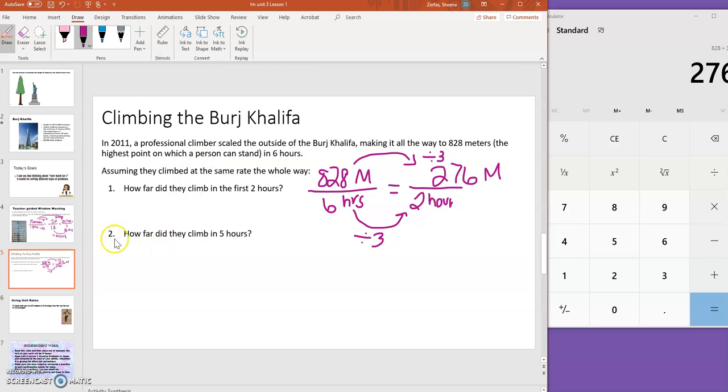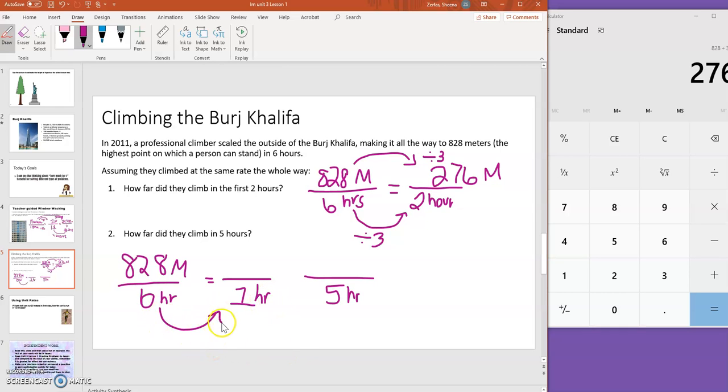I'm going to use the same process for part 2. 828 meters in 6 hours. Make sure I have a label, meters and hours. And for this one, I'm going to leave a space, and I want it to have 5 hours. For this one, it is not easy to come up with a way to go from 6 to 5. Remember, we can only multiply or divide. So for this one, I am going to include that step where I'm finding a unit rate, and that's going to tell me how much I can go in 1 hour.